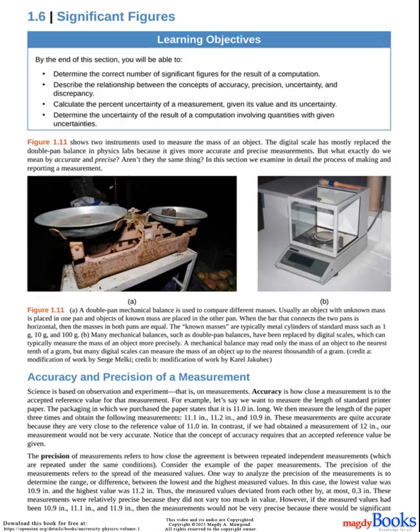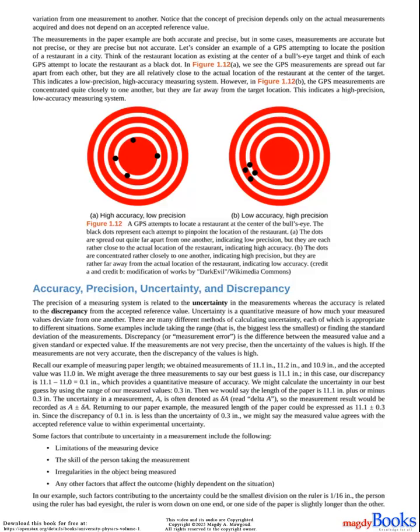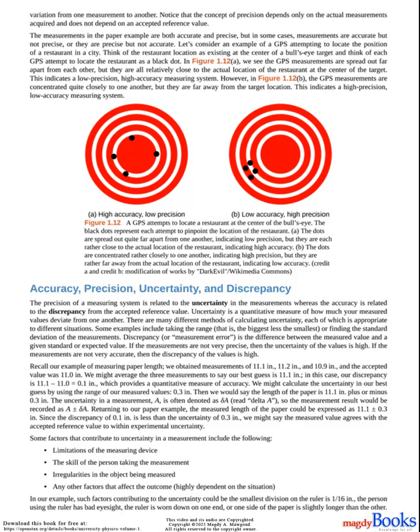However, if the measured values had been 10.9 inch, 11.1 inch, and 11.9 inch, then the measurements would not be very precise because there would be significant variation from one measurement to another. Notice that the concept of precision depends only on the actual measurements acquired and does not depend on an accepted reference value. The measurements in the paper example are both accurate and precise, but in some cases, measurements are accurate but not precise, or they are precise but not accurate.